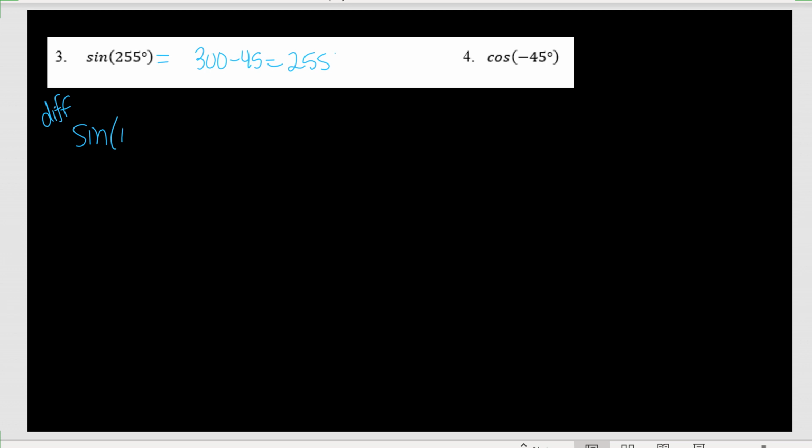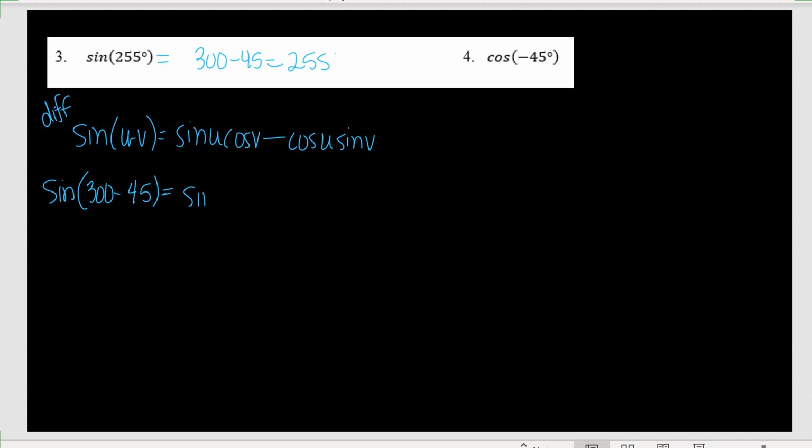So sine of u minus v is sine of the first angle multiplied by cosine of the second minus cosine of the first angle multiplied by sine of the second. Okay, and we are using 300 degrees minus 45. Okay, so when we substitute in, remember this is kind of like plus a negative, right?